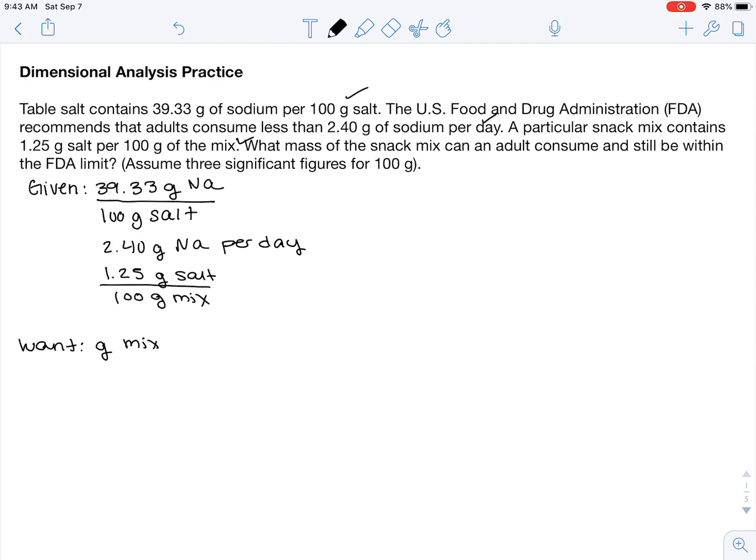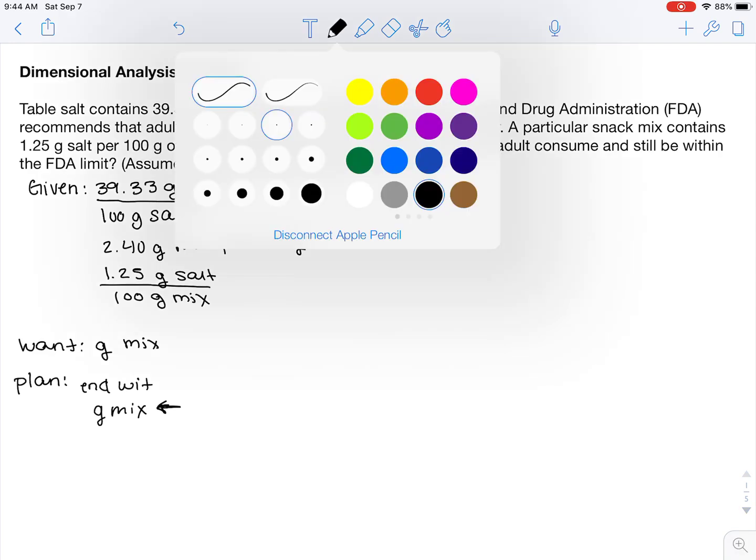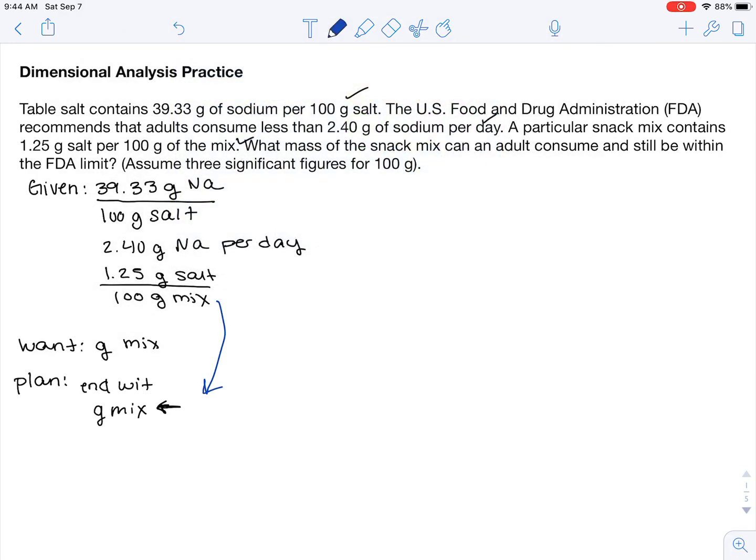So then what I like to do is start with creating myself a little plan and writing what I know. So I know that I want to end with grams of mixture. And to get to grams of mixture, I need to cancel out mixture. So then I see, to get here, I will have to use this conversion factor. If I place it on top, 100 grams mix over the 1.25 grams salt, I would be left with just the mixture.